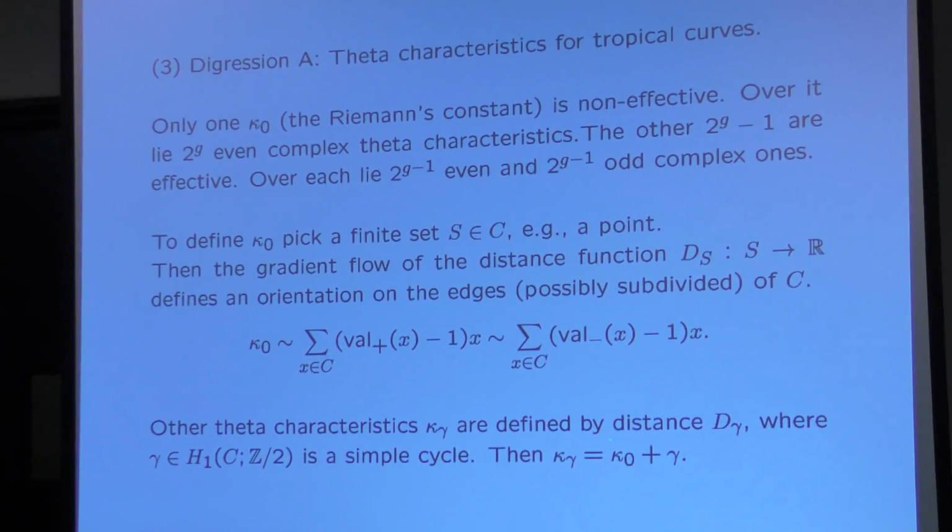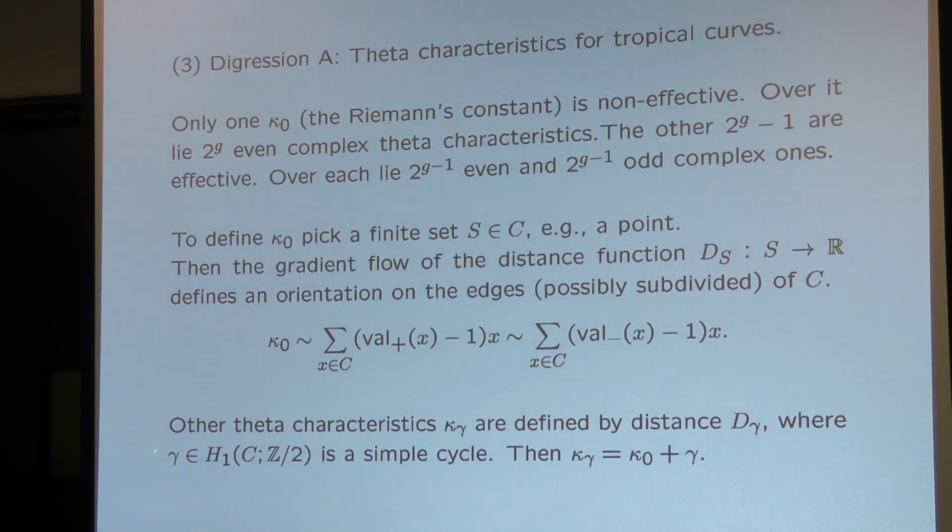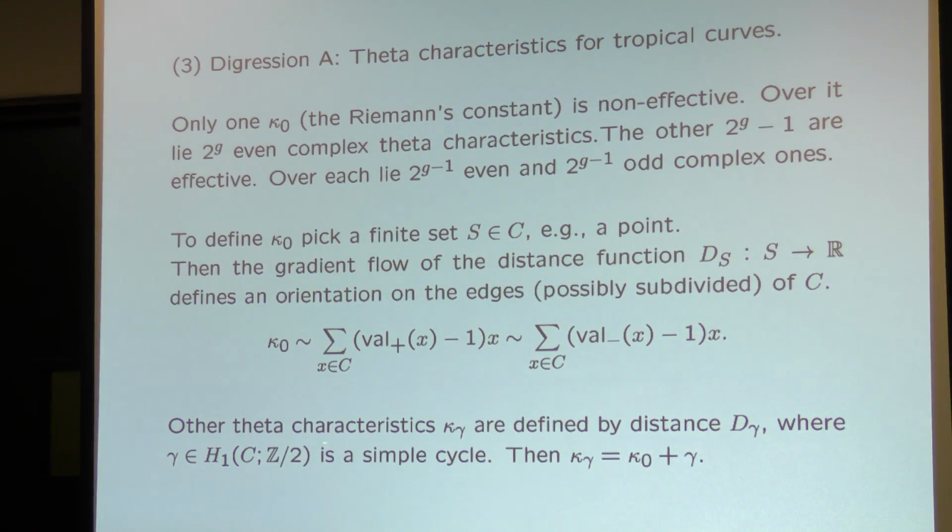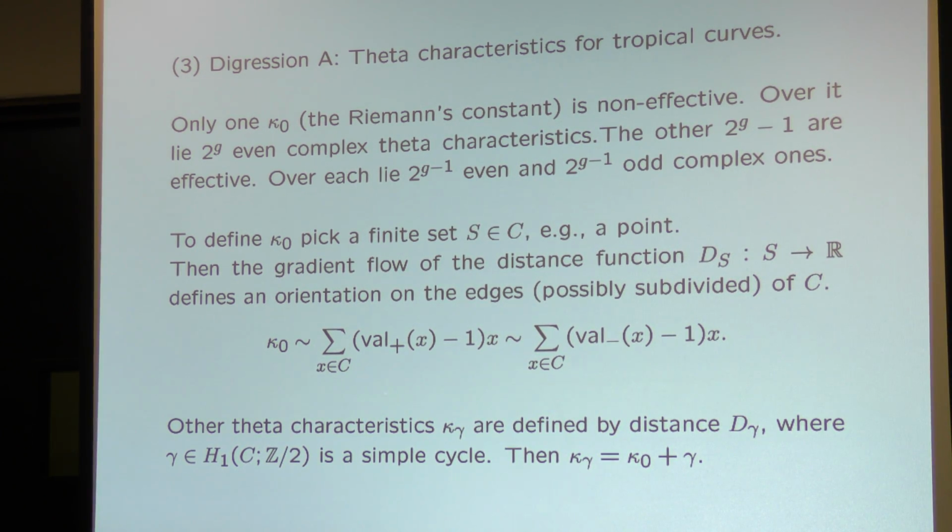This is non-effective. You can prove it. The other ones are effective, and they are given by the distance from every simple cycle. So if you pick, for instance, a cycle in your curve, and then draw this distance flow from that cycle, that becomes again a theta characteristic.